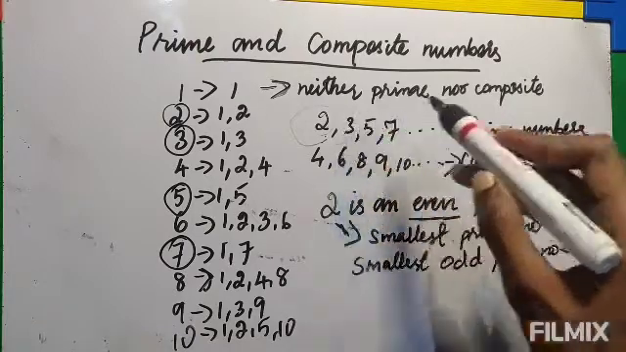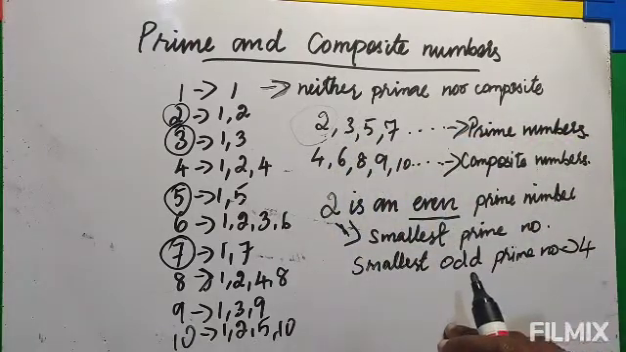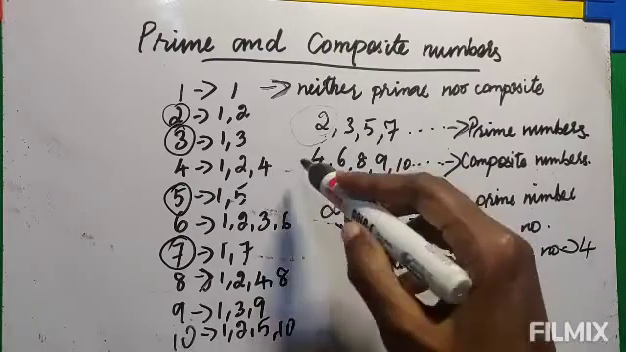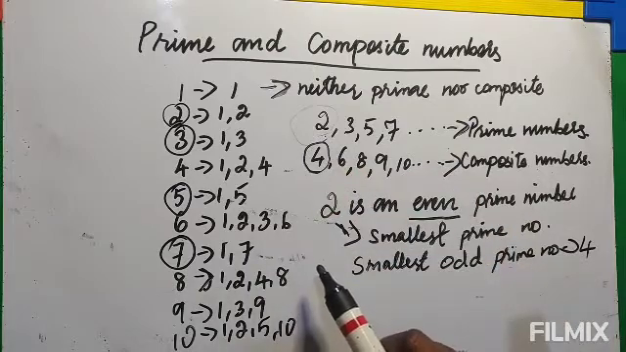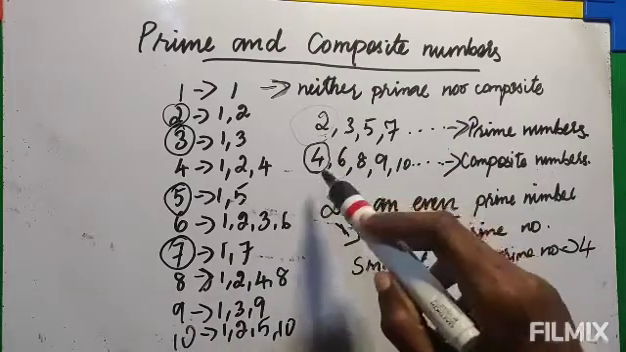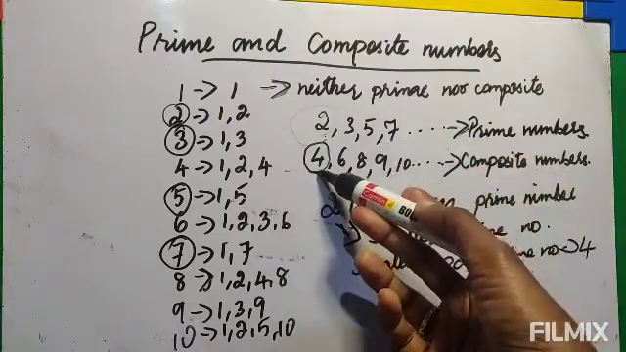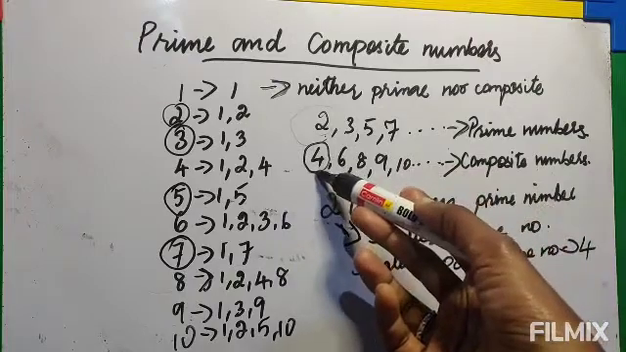So the smallest odd prime number is 4. Again, the smallest composite number is 4. Smallest even composite number. Smallest composite number is 4. Again, smallest even composite number is also 4.